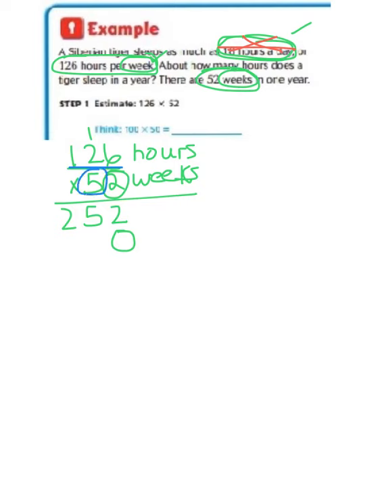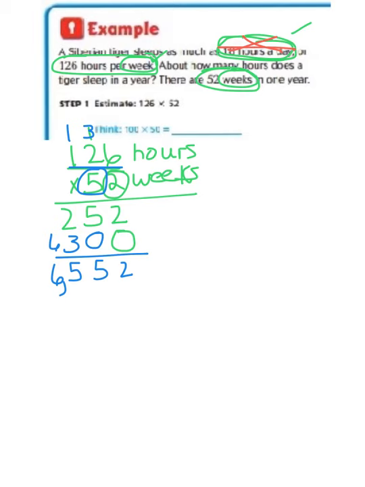So 6 times 5 is 30. We need to carry the 3. 2 times 5 is 10, plus 3 is 13. We carry our 1, and 1 times 5 is 5, plus 1 equals 6. Now we simply need to add these two numbers together. So 2 plus 0 is 2, 5 plus 0 is 5, 2 plus 3 is 5, and 6 plus nothing is 6. So our answer is 6,552.